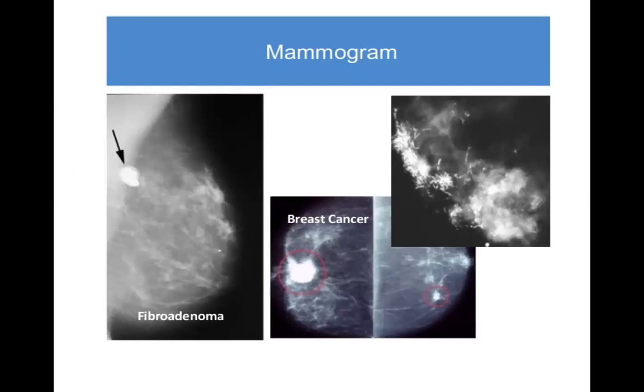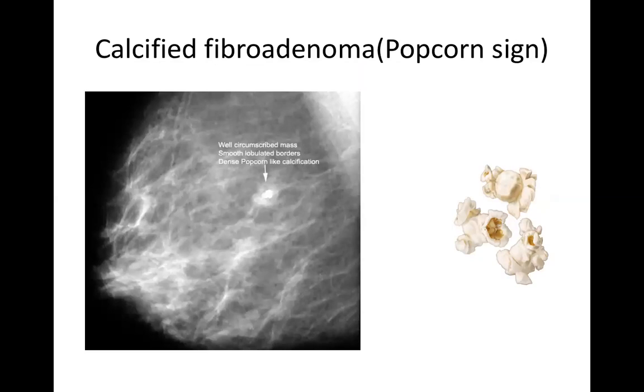This is how a fibroadenoma will appear on mammogram as a whitish, opaque, well-circumscribed lesion. On the other picture, you can see the mammogram of a breast cancer lesion where this opacity is not very much well circumscribed and it has got ill-defined margins. Or you can see stellate-shaped lesions on mammogram. Long-standing fibroadenomas can get calcified in the body and take the characteristic appearance of a popcorn sign on mammogram. Here you can see in this mammogram a well-circumscribed mass, smooth lobulated borders, and dense popcorn-like calcification.